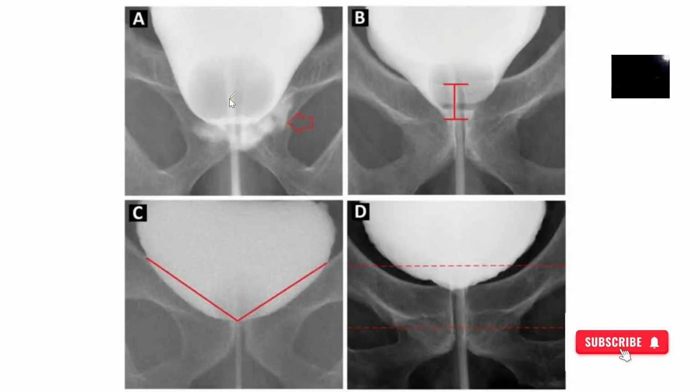So mainly they usually use contrast. So they put something inside here, and that thing will actually help to enhance the image of the bladder.